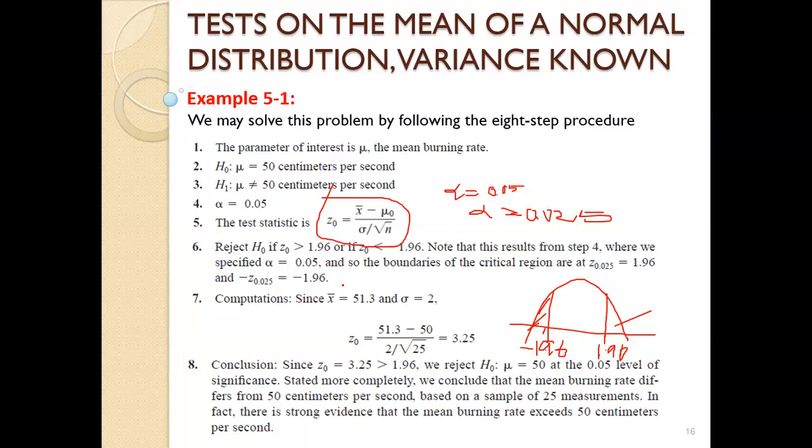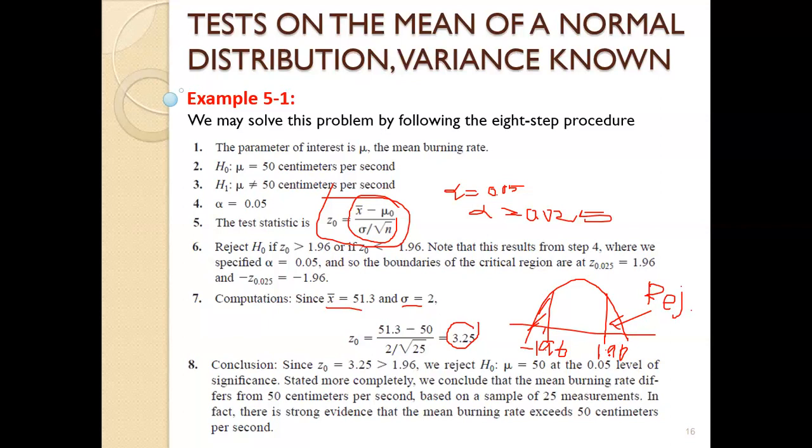And then you calculate the test statistic. For this case, we know X bar, we know sigma. You substitute X bar and sigma into this, and you get C0 equal to 3.25. Is 3.25 in this zone? Reject, because it's greater than 1.96. For this case, you reject H0, but you accept H1.